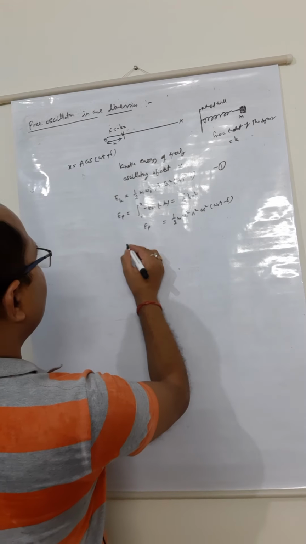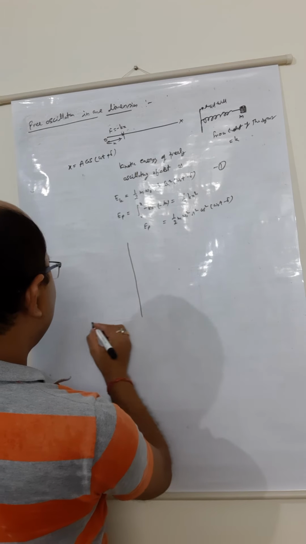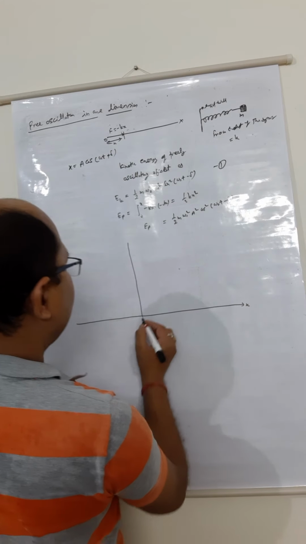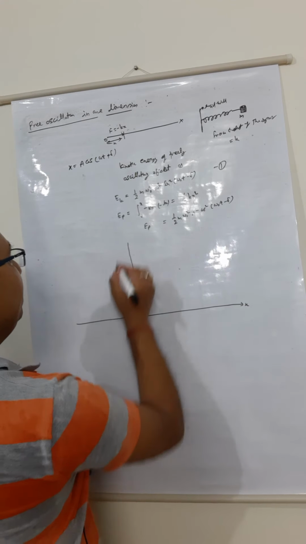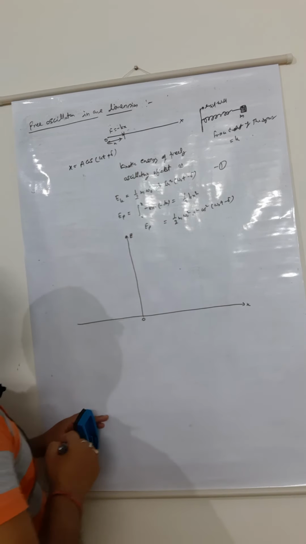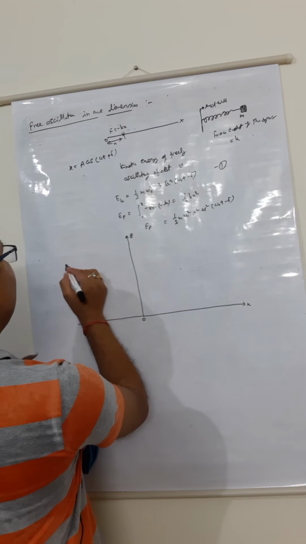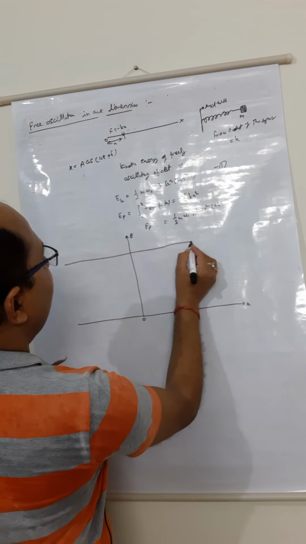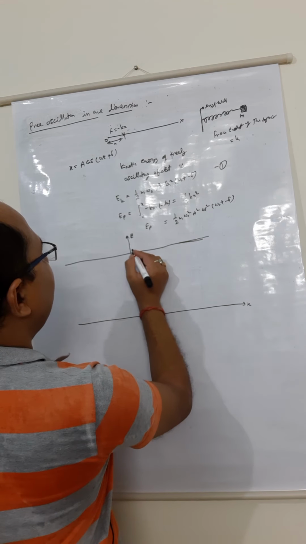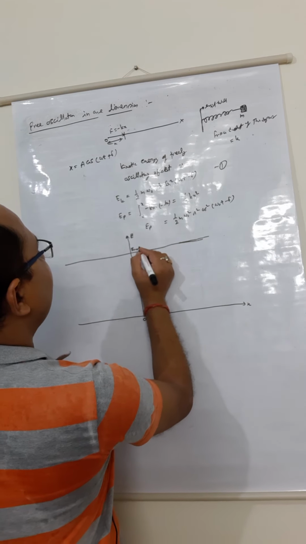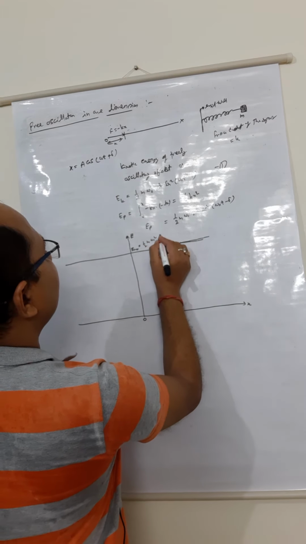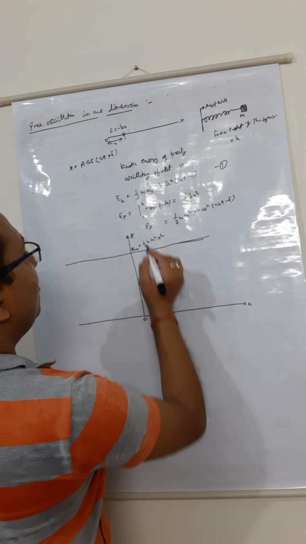Suppose this is the x axis, it is the origin, and this is the energy function. Since the total energy is the maximum, and that maximum value is this, here E maximum or E naught equals 1 upon 2 m omega naught square A square.